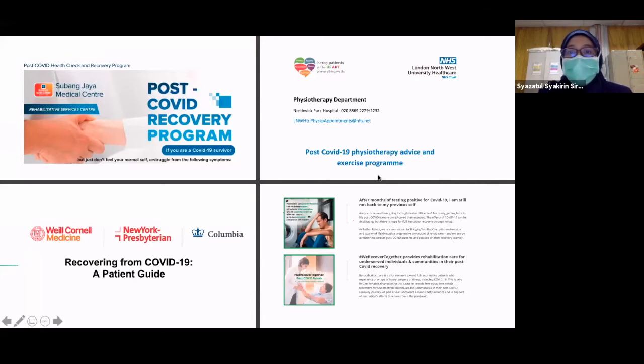Besides that, you can Google post COVID-19 physiotherapy advice. This is from the NHS, from the UK, and also a patient guide. It is something like a booklet that the patient can read. It is very easy to understand because it's in layman's terms. Basically, what exercises they are expected to do, how frequently they should do them, and what the expectation would be.